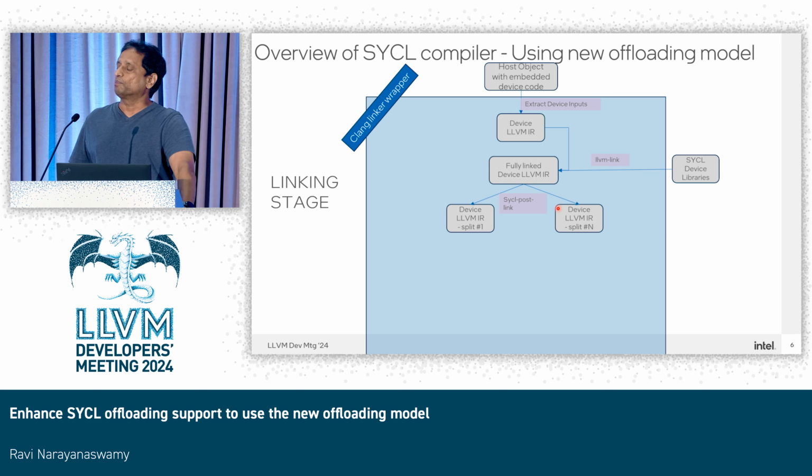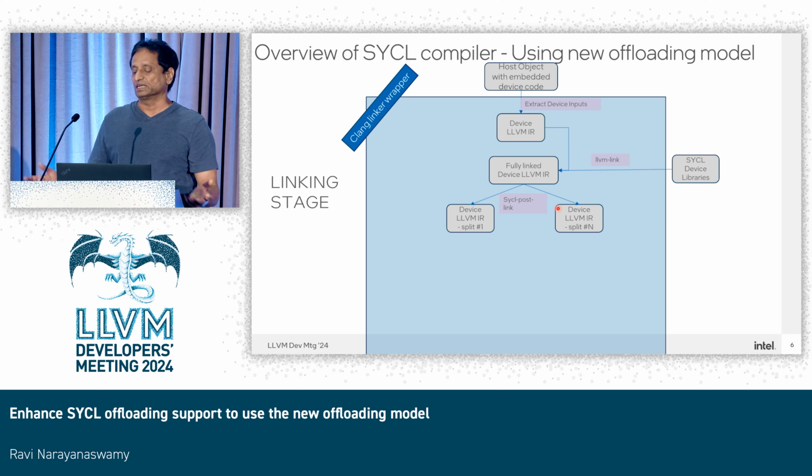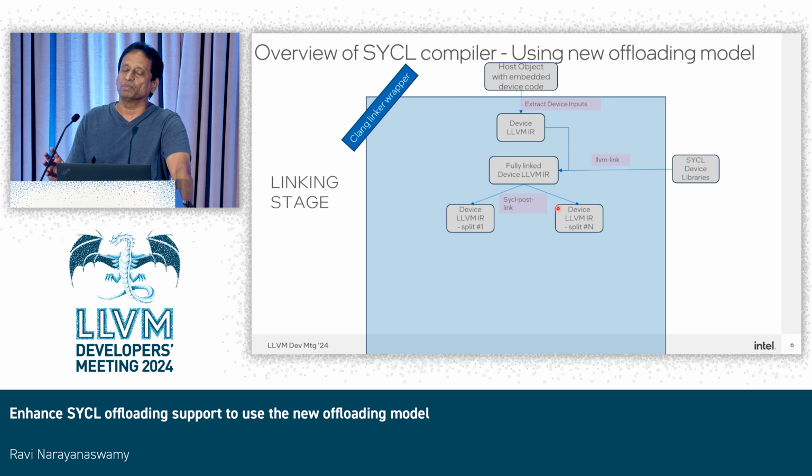And then we do what we call a sycl-post-link. There are many reasons for this. One of the main reasons is we want to be able to split the device LLVM-IR into multiple LLVM-IR files. An example would be you want each kernel itself to be contained in a separate image. There may be other reasons, like if you have multiple files, you can split it based on a file.